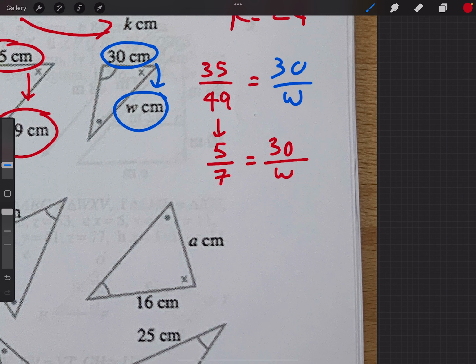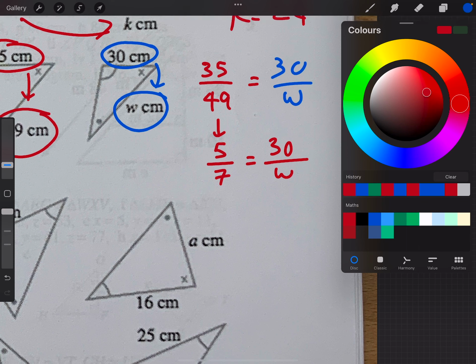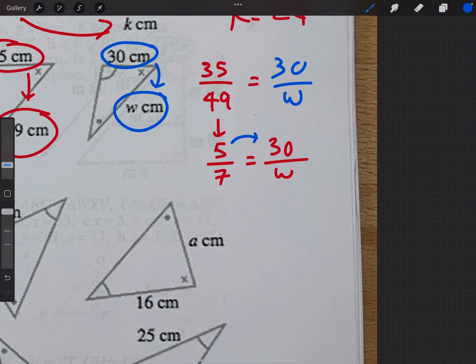Okay, now this one is simple. You can see that from 5 to 30, all I did was multiply by 6. So therefore, I multiply this by 6, I'll get W. Or you can cross multiply, up to you. So W is equal to 7 times 6, which is 42. Done.